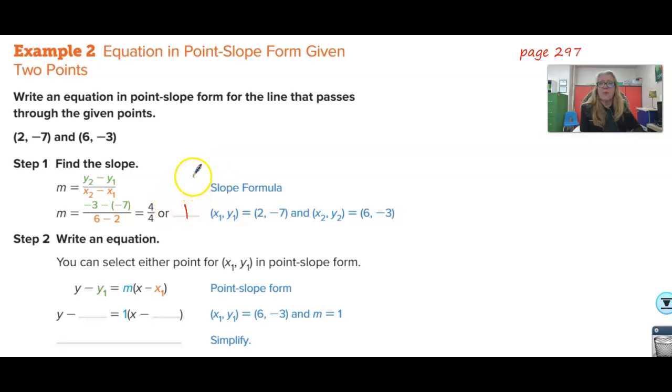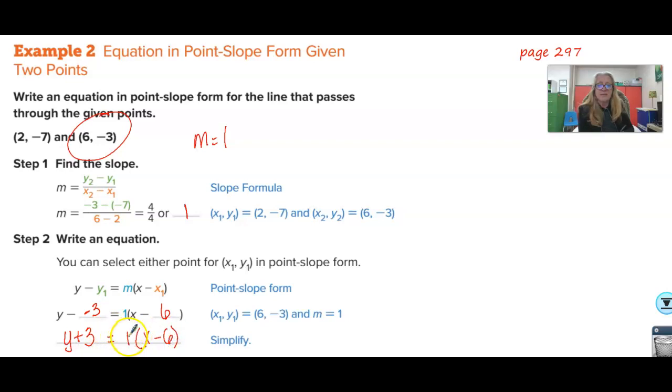You can select either point. It looks like they want to use this one. All right. And we have a slope of 1. And we're just going to fill in, okay? The y-coordinate is -3, so that goes here. And the x-coordinate is 6, that goes here. Now, see, they've got the simplify step because they don't want that minus and negative thing going on there. So the final version of this is going to be y plus 3 equals 1 times x minus 6.